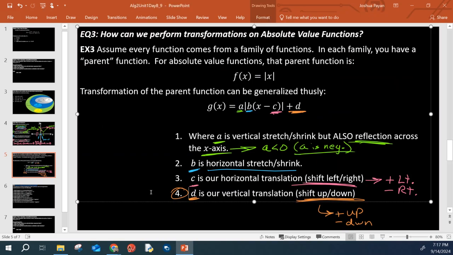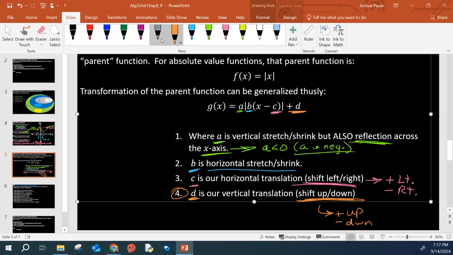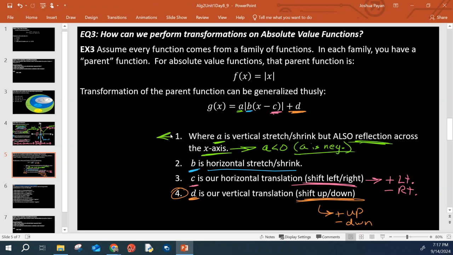So let's go ahead and include that in our little side notes here. So in green, I'm just going to put, we know when A is less than 0, A is negative. That means we get a reflection. Now, vertical stretch is when A is greater than 1.